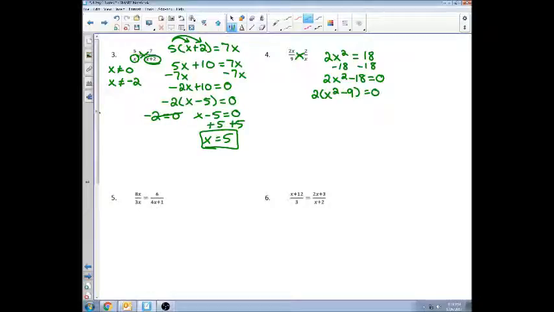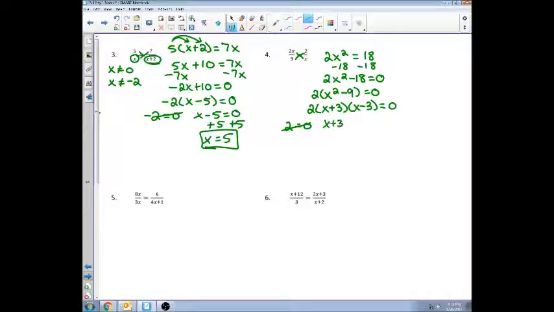X squared minus 9 is the difference of two squares. So 2 times x plus 3, x minus 3. If you remember, on the front side, we had just taken care of the difference of two squares with x squared and 9. So that's why I did not go over it again. Now that everything is fully factored, I'm set equal to 0. 2 would be set equal to 0. That's not true, so I can get rid of it.